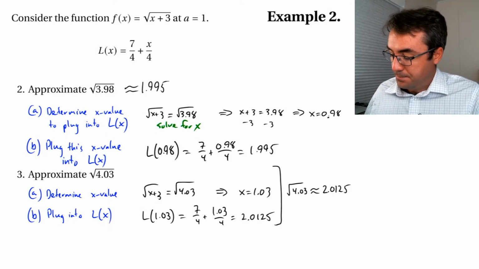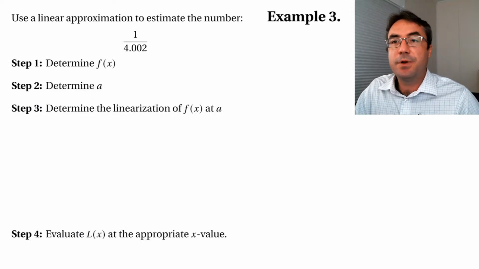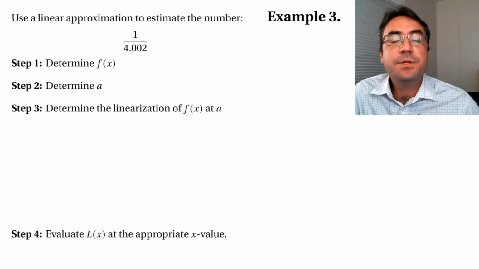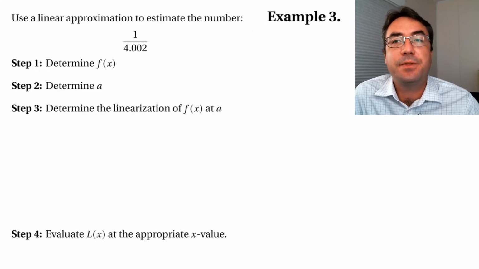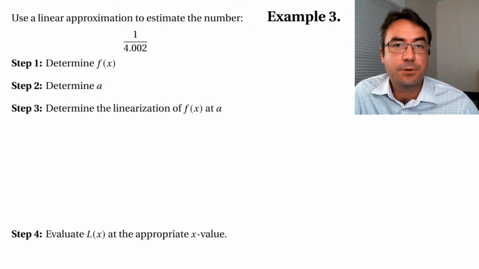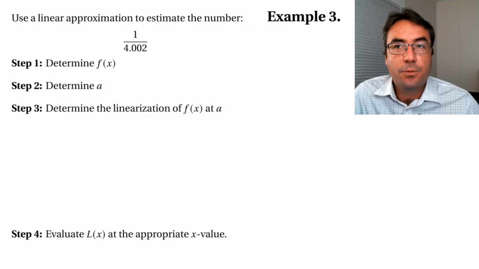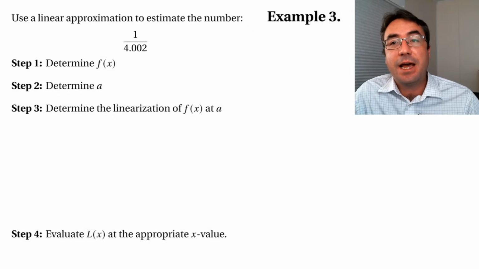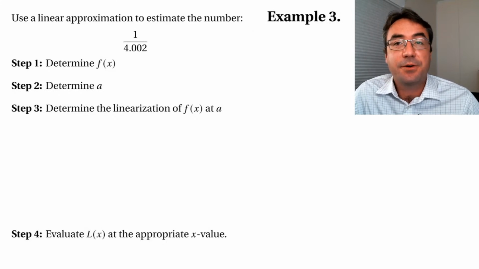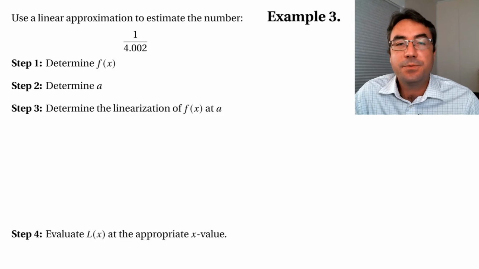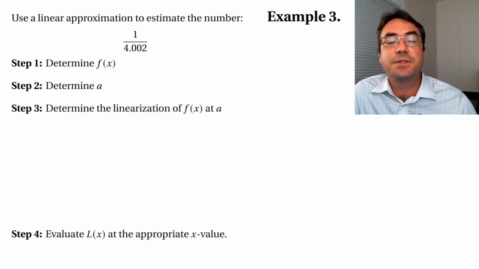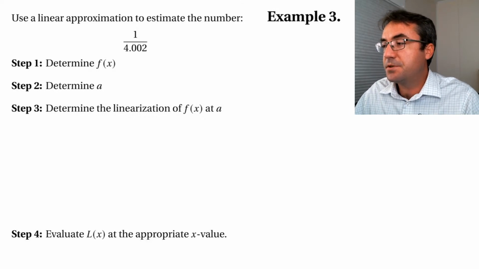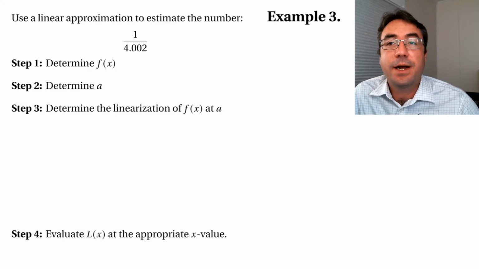Let's try another example. So this was with square root x plus 3. In example 3 here, we're going to use a linear approximation to estimate the number 1 divided by 4.002. So we're not given too much information here. It's up to us to figure out the function f of x. It's up to us to figure out an a value. And then once we have those, we have to go through the process of figuring out the tangent line, the linearization.